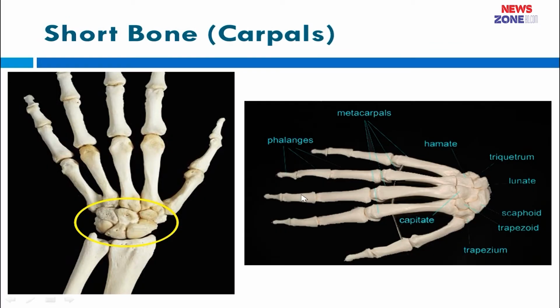Now, this is a picture where we can see the carpal bones, which are short bones. We can see over here, labeled, the scaphoid, lunate, triquetral, pisiform, trapezium, trapezoid, capitate and hamate. These are the bones which are short bones.